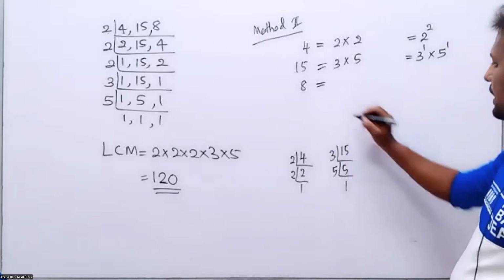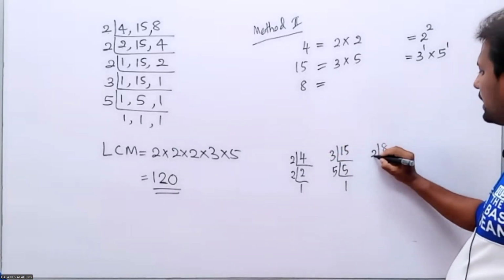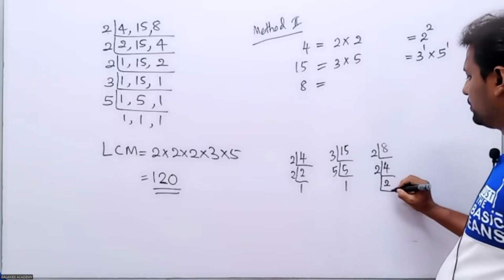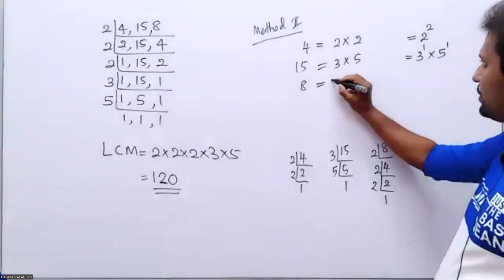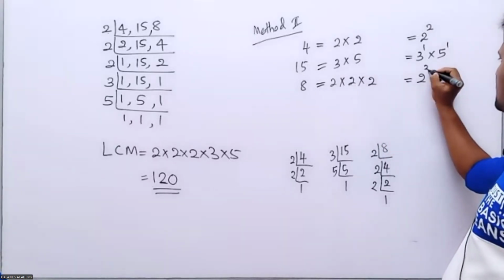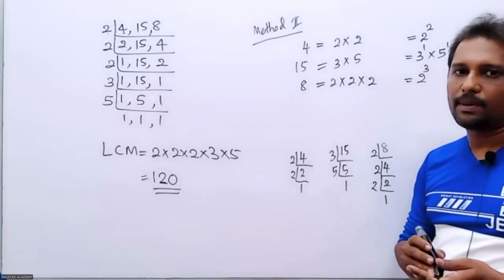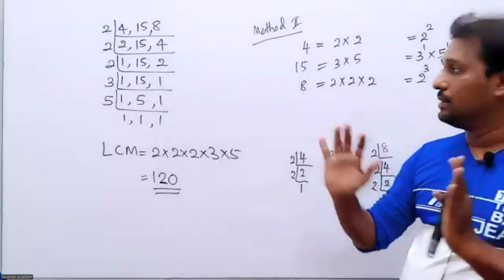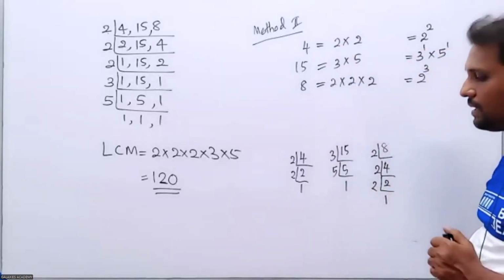Right. Then 8, how can you do it? You can divide by 2, 4. 4 divided by 2, 2. 2 divided by 2, 1. So 8 you can write like this. The power you can write as 2 to the power 3, right? Each product you have to write as powers.